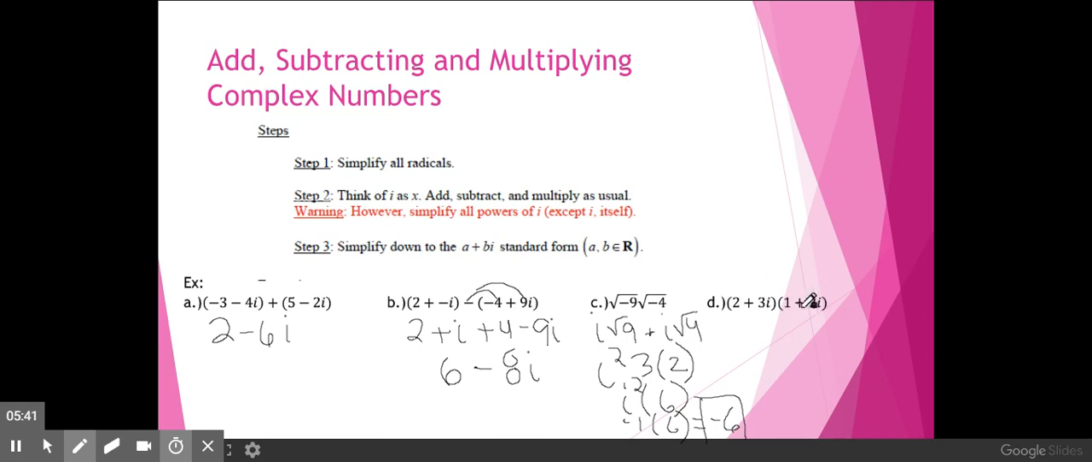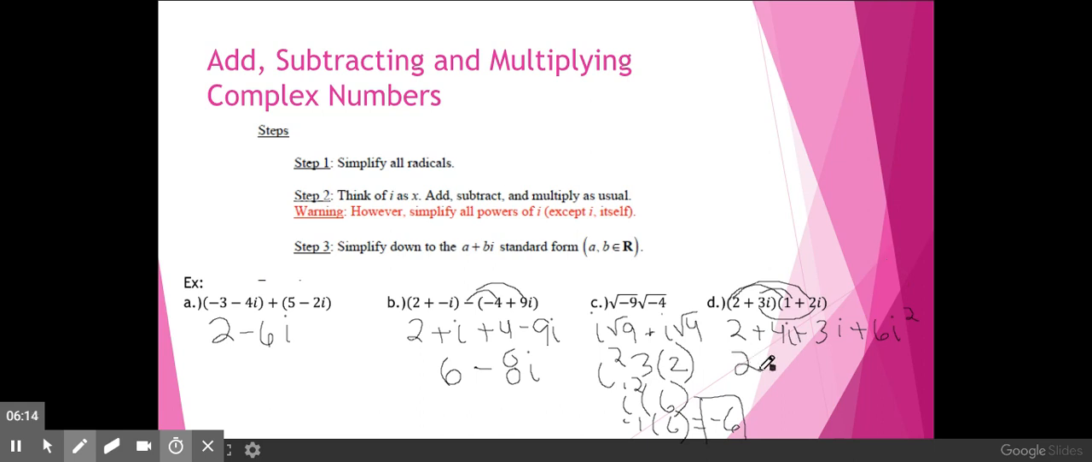For this part, multiplication, we want to FOIL. So first, outside, and so forth. So we get 2 plus 4i plus 3i plus 6i squared. So notice 3i times 2i. When we multiply 3 times 2, we get 6. i times i is i squared. Just like we did here, i squared becomes -1. We want to do that here as well.